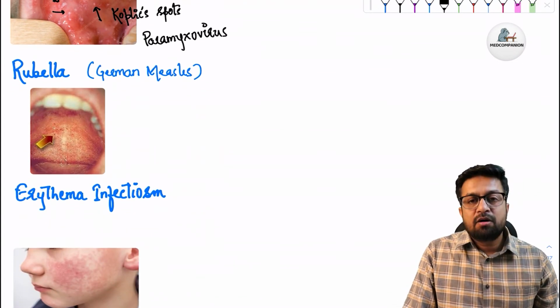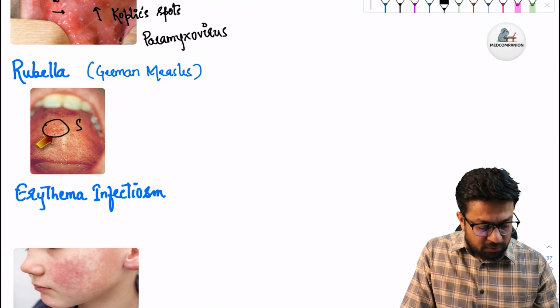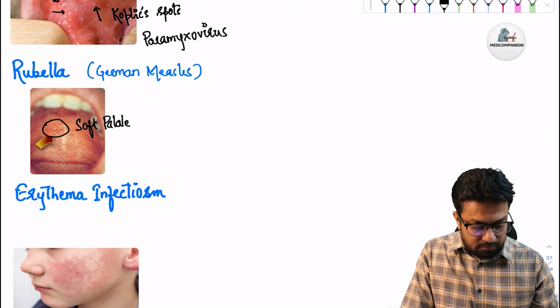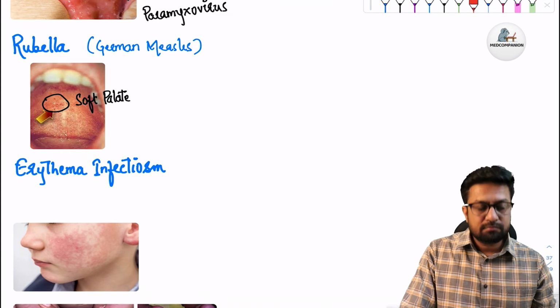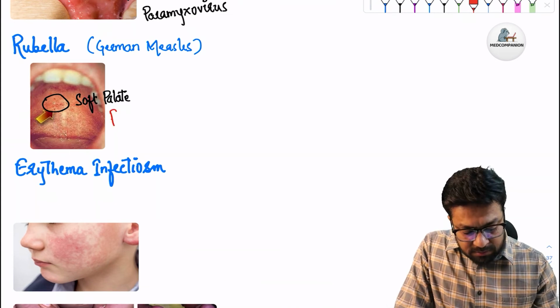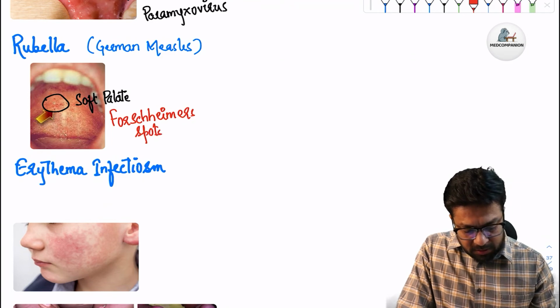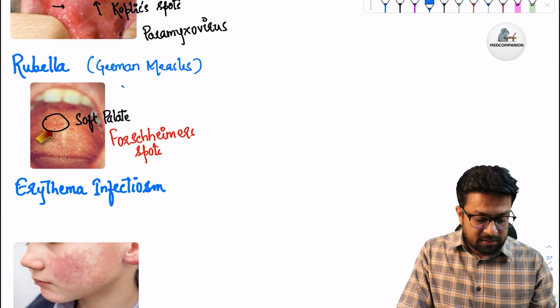Then you have the rubella, also called as the German measles. Here also we have spots, but the spots are on the soft palate. And the lesions are called as Forchheimer's spots, and rubella is also called as the third disease.